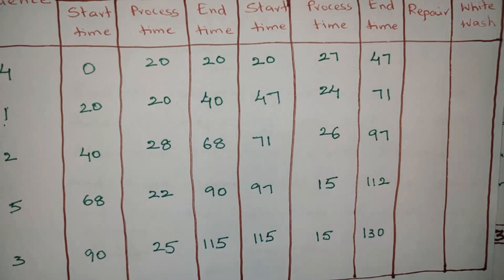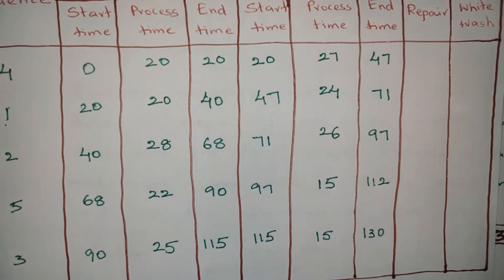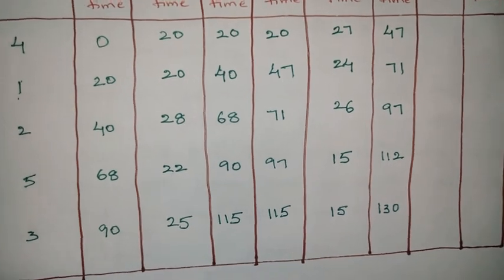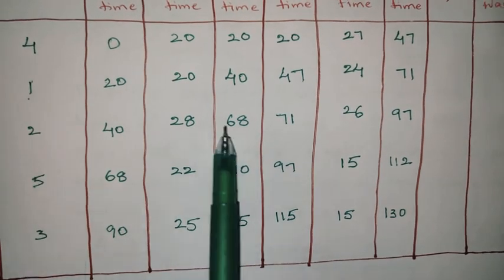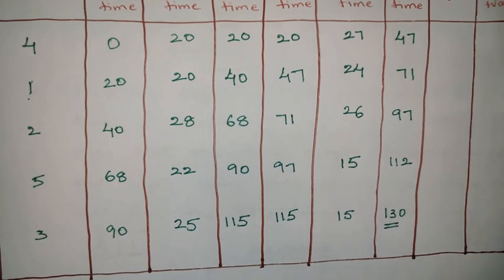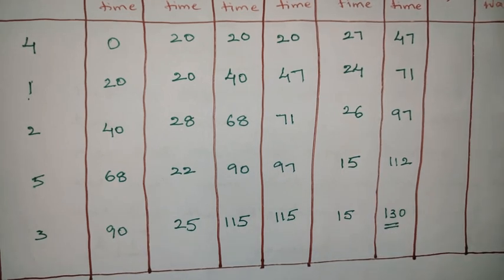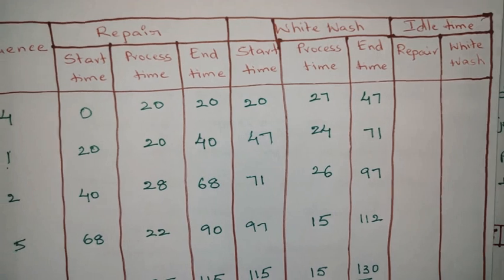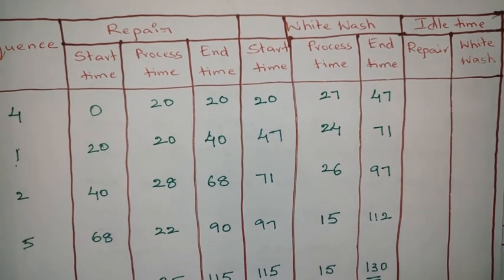Next, let us calculate the idle times. In order to complete all the 5 floors, 2 works, how much time will it take? 130 hours of time it will take. So the total elapsed time will be 130 hours. Then what is the third thing he is asking us to find? Idle time. So let us find the idle time.